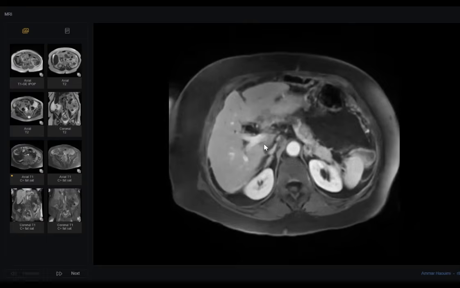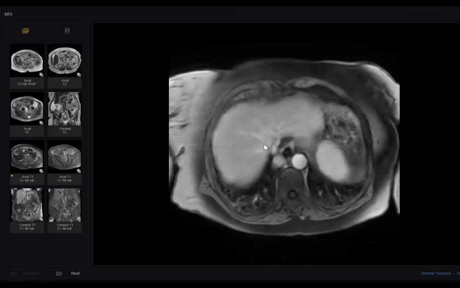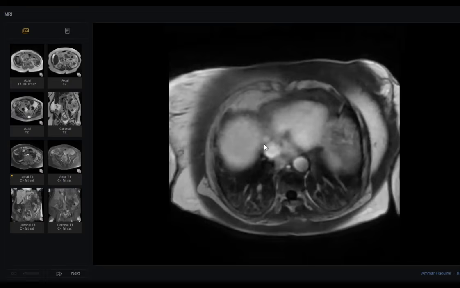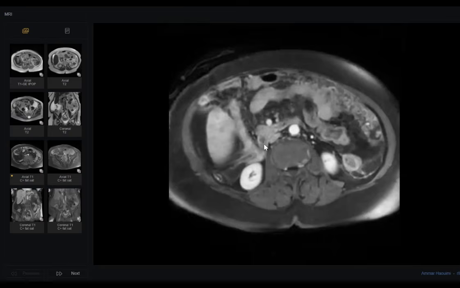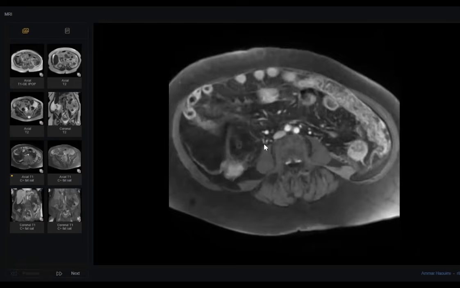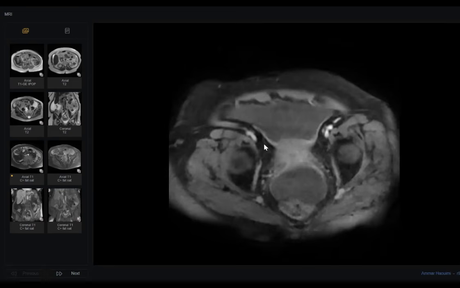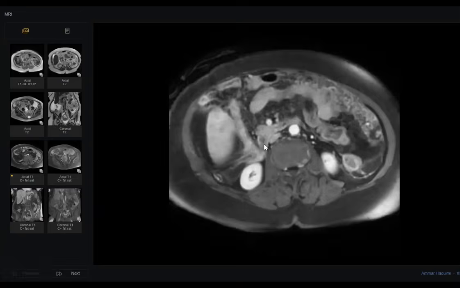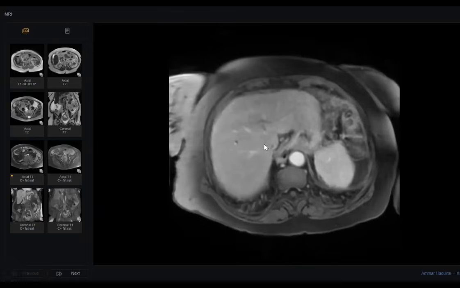I have been provided with another axial set of images. I can appreciate that there is stomach thickening, but I am not sure because the stomach is not distended. So these are the post-contrast images. I can appreciate that the peritoneum appears to be enhancing, and I can appreciate a few peritoneal nodules along the thickening. Omental caking is there.